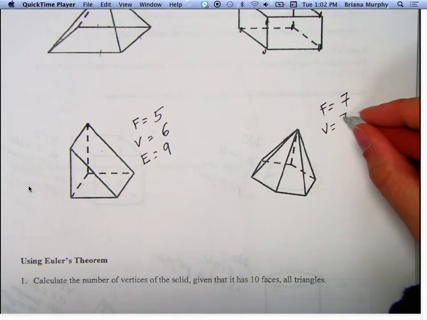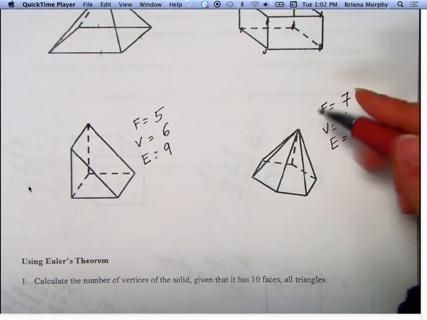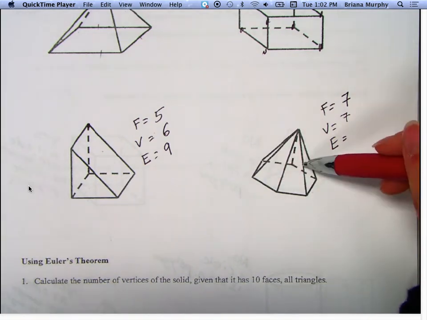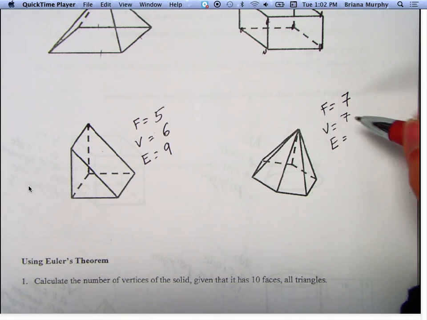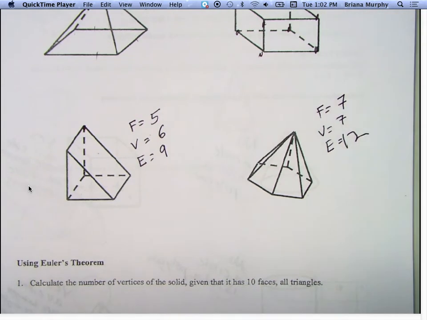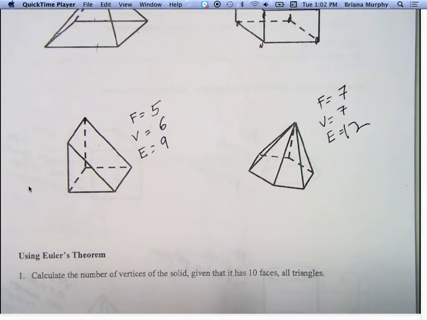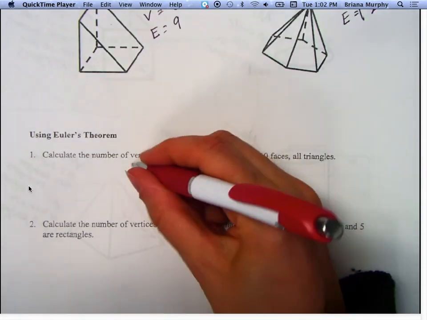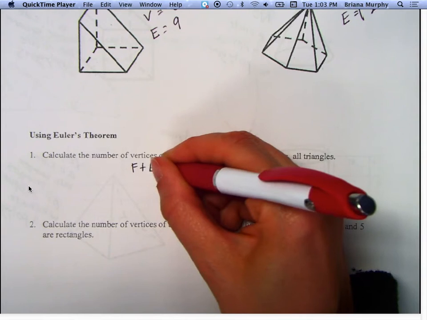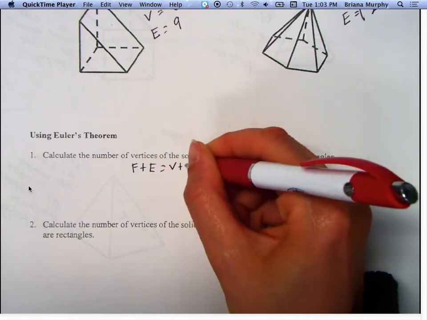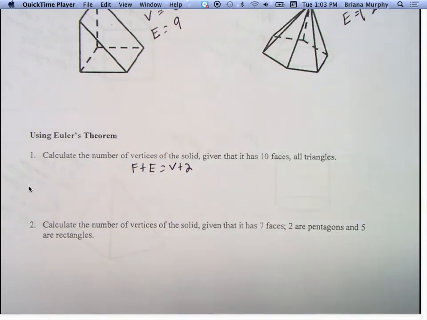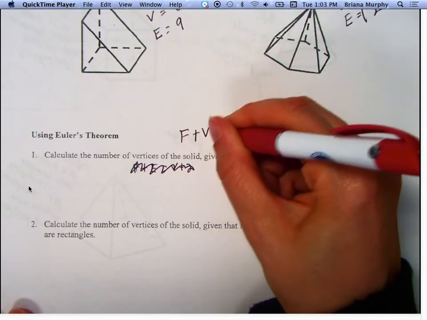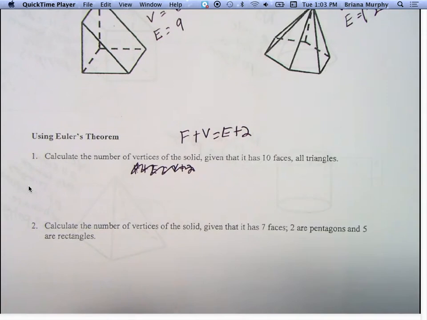Edges, 12. I have 6 around the bottom, and then 6 coming up, so it is 12. Just explaining how you got it. Okay, let's do the theorem. We've got faces plus edges equals vertices plus 2. Oops, excuse me, that's wrong. Faces plus vertices equals edges plus 2. There we go. That is the correct formula.